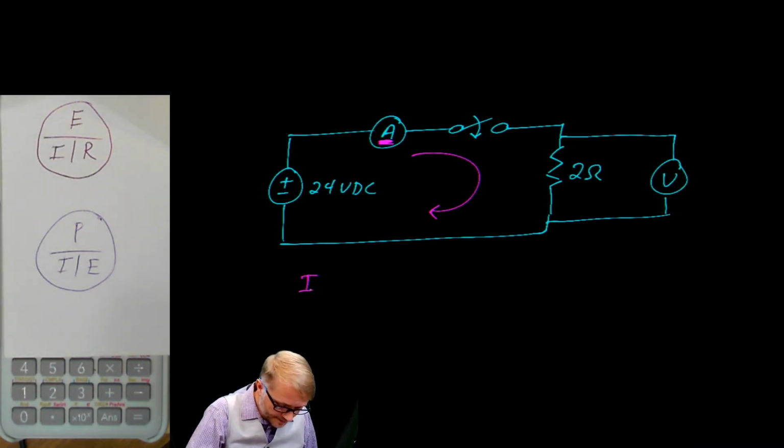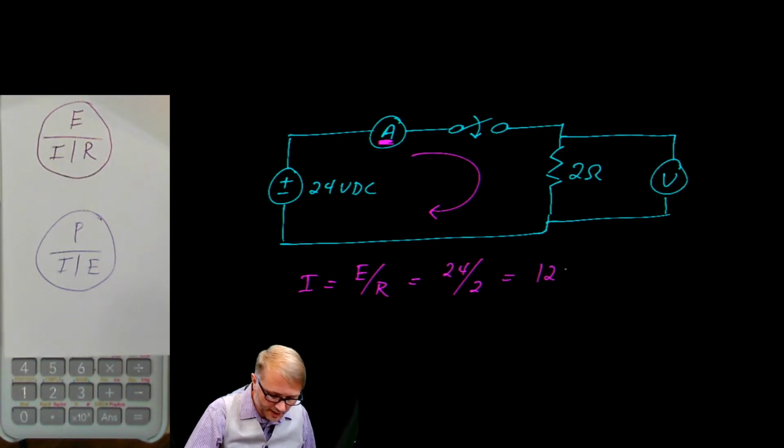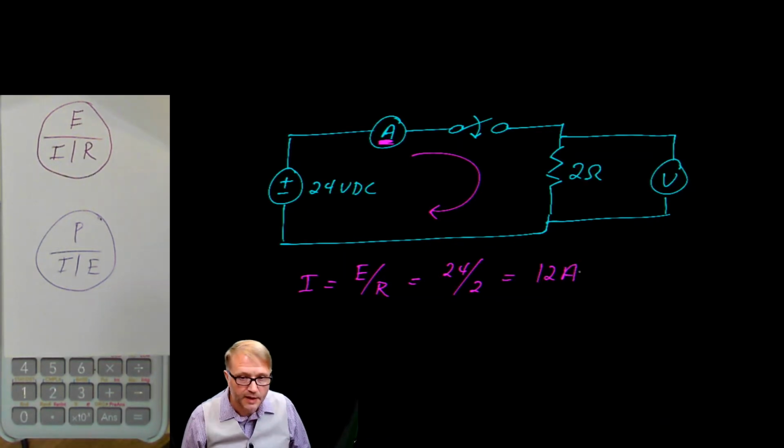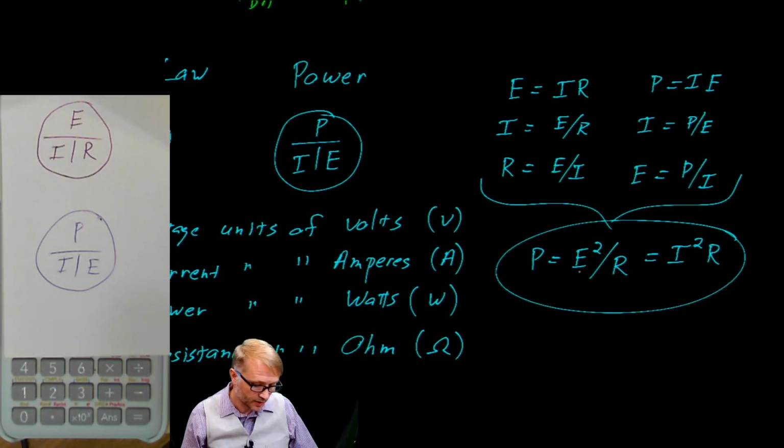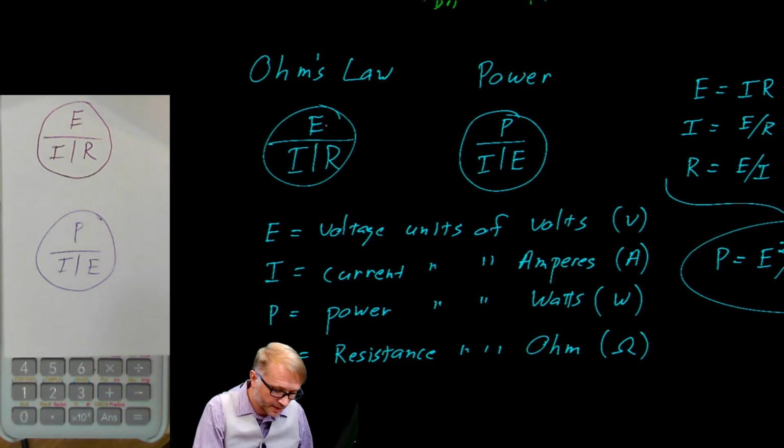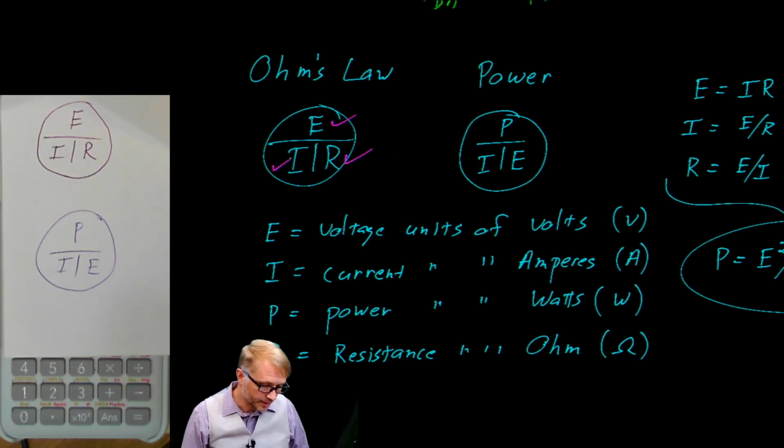So I is equal to a voltage divided by resistance. In this case, it's 24 divided by 2, so it's 12 amps. And I think those are the three things we could know from Ohm's law. Okay, we know what voltage is. We said that was 24 volts. Our resistance was 2 ohms. And because of that, our current will be 12 amps.